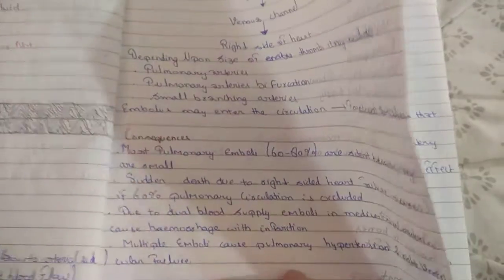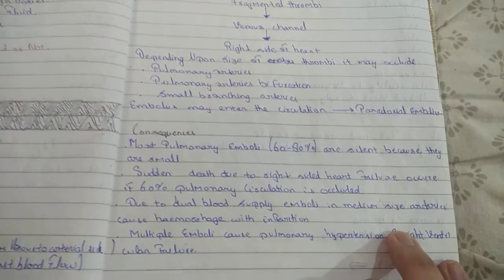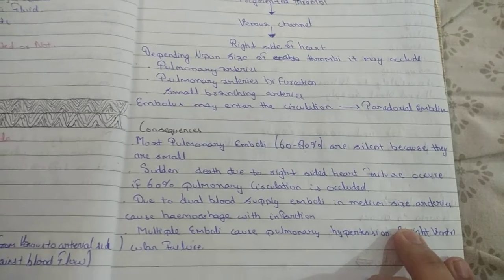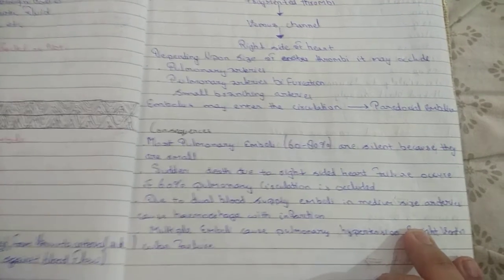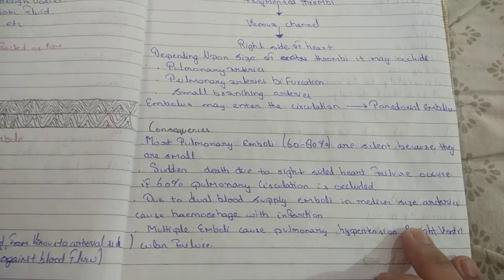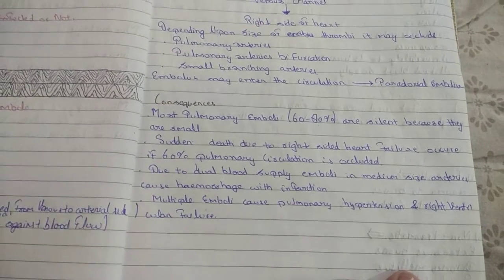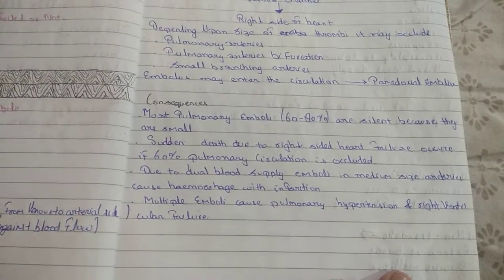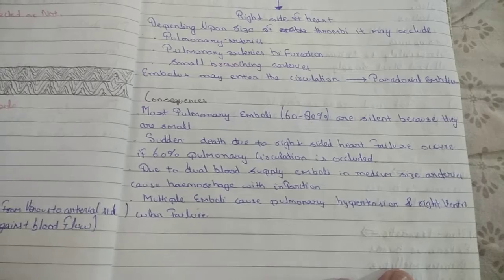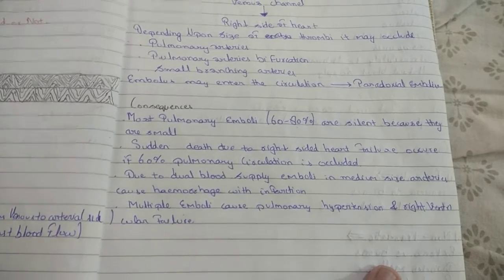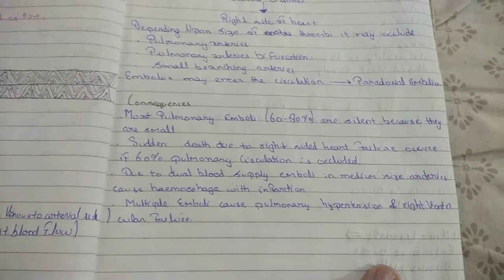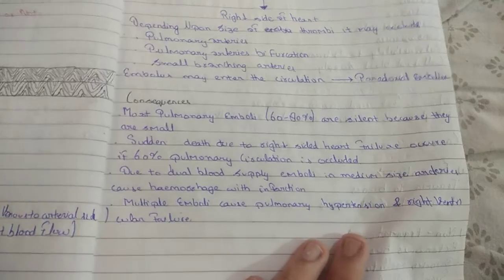Consequences: most of the pulmonary emboli, that is 60 to 80%, are silent because they are small. Sudden death due to right-sided heart failure occurs if 60% of pulmonary circulation is occluded. Now, due to the dual blood supply, emboli in medium-sized arteries cause hemorrhage without infarction. Multiple emboli can cause pulmonary hypertension as well as right ventricular failure.